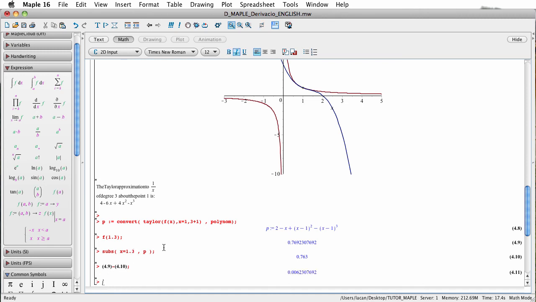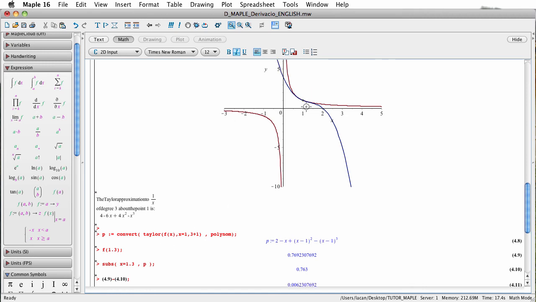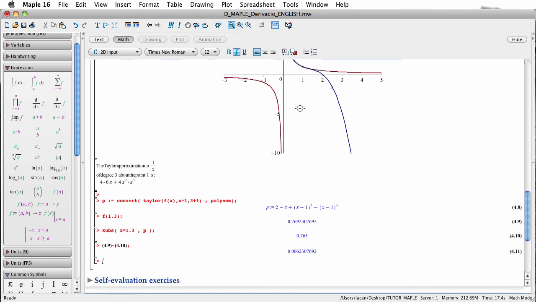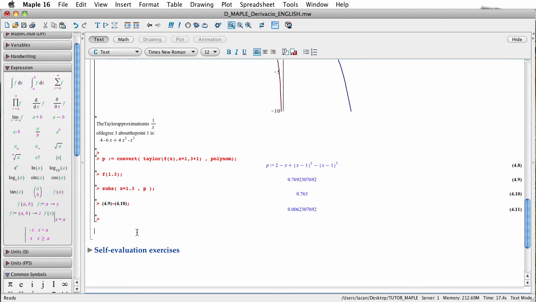Okay, so that's what we use the Taylor polynomial for, to approximate a function around a point. Okay, so now let's do the following exercise.